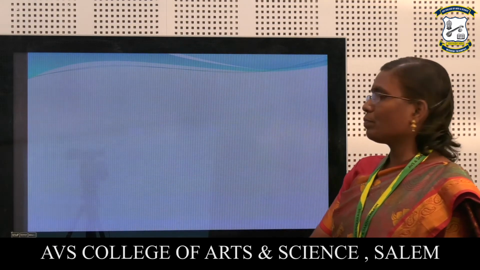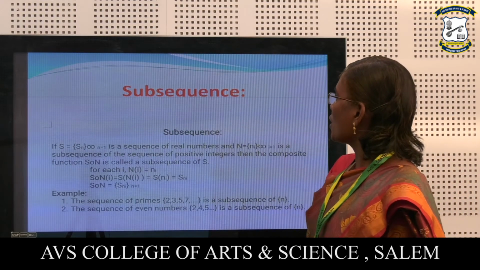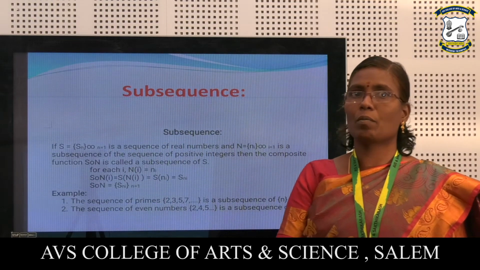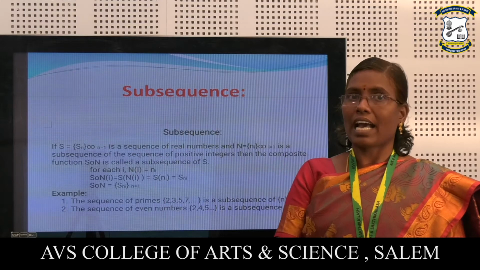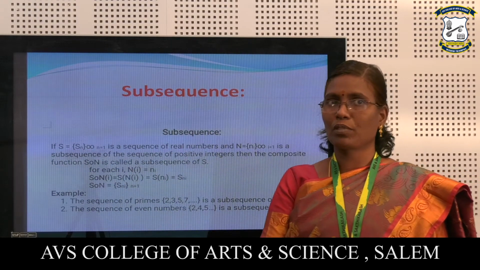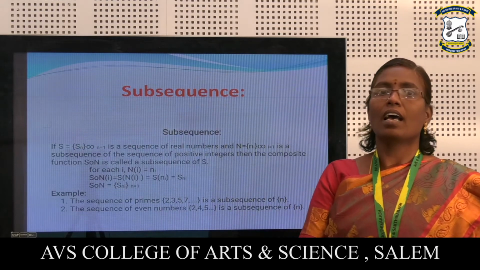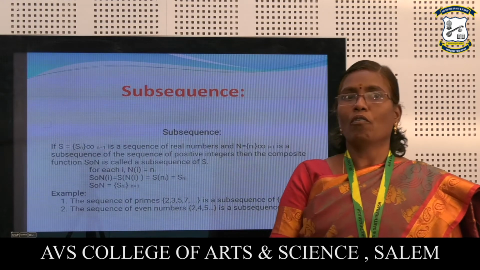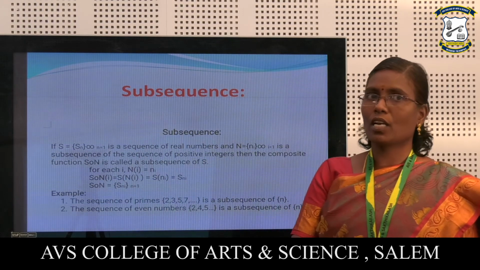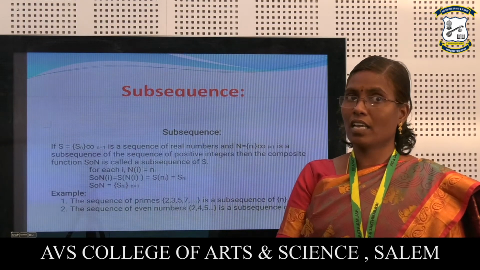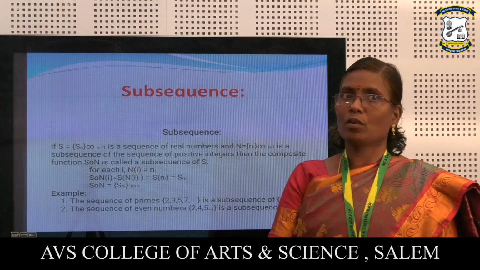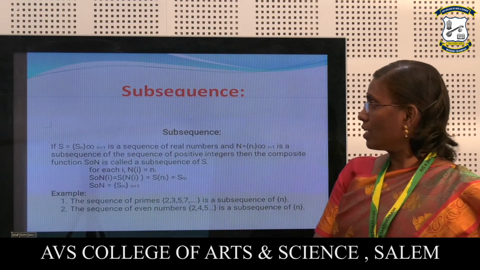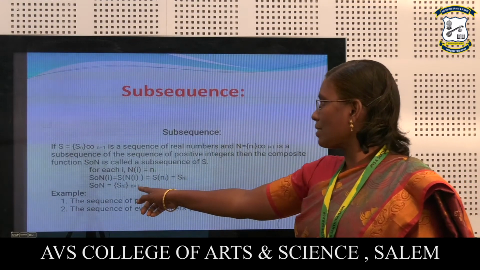x power n. Next we can see subsequence. If S equal to S_n, n equal to 1 to infinity is a sequence of real numbers and n equal to n_i, i from 1 to infinity is a subsequence of the sequence of positive integers, then the composite function S composition n is called a subsequence of S. For each i, S composition of n_i is equal to S of n_i, which is S_n_i. That is, S composition of n is equal to S_n_i.